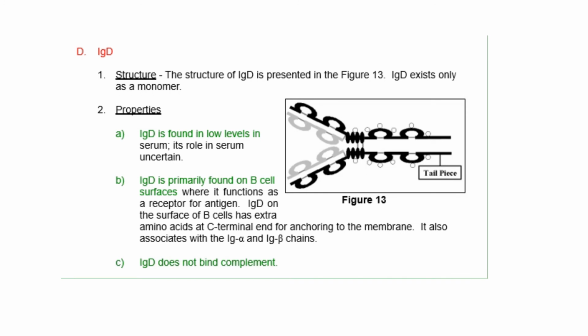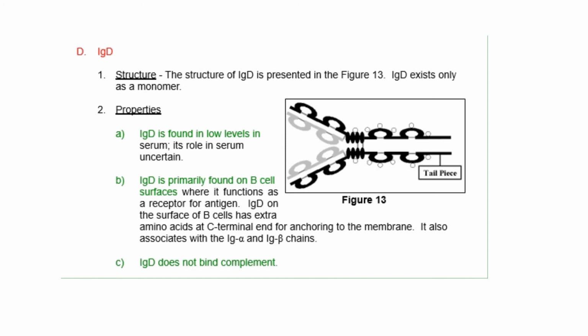The fourth immunoglobulin is immunoglobulin D, which we call the surface immunoglobulin because it is attached to the surface of B lymphocytes. The structure of immunoglobulin D is presented in the figure shown. IgD exists only as a monomer.